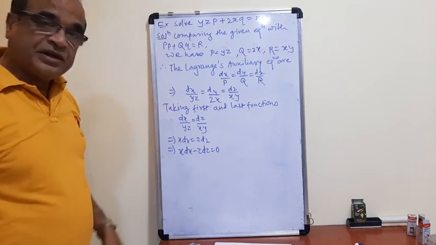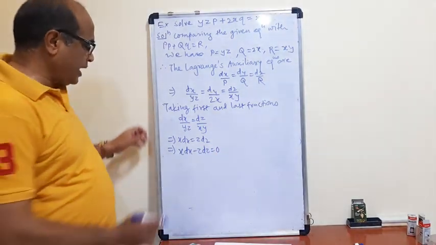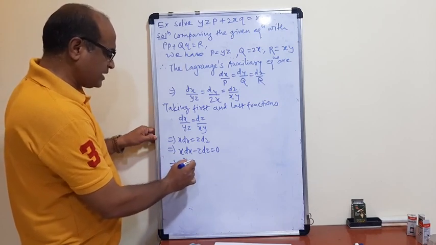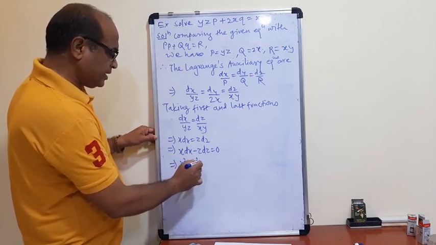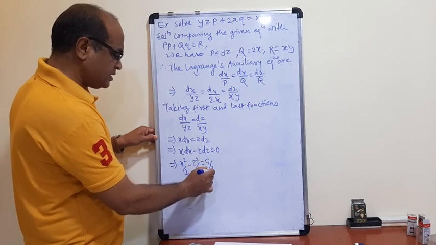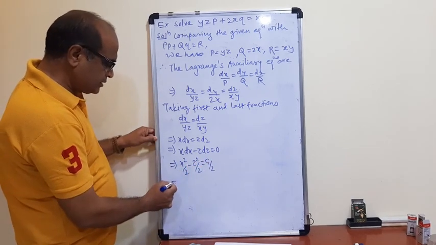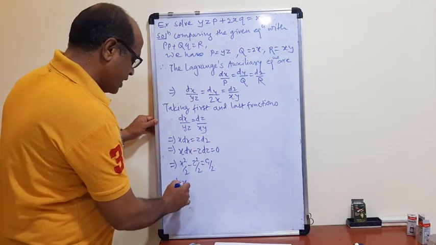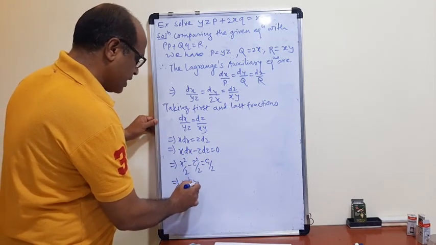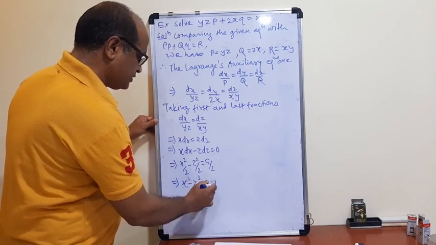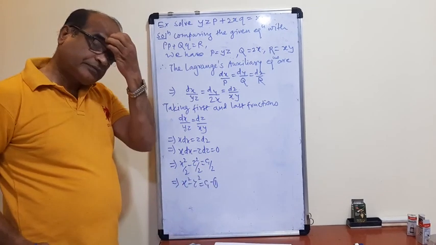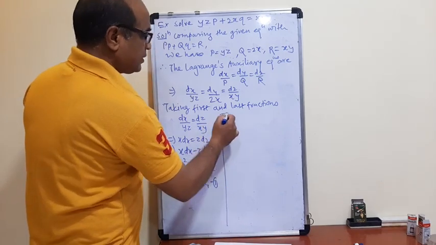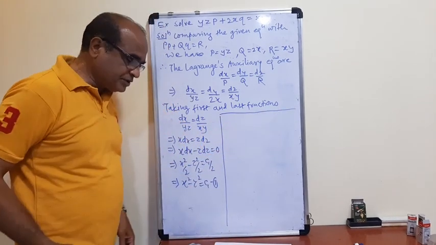Taking integration of this, we get x square upon 2 minus z square upon 2 is equal to c1 upon 2. The 2 gets cancelled, so we get the first part of the solution: x square minus z square is equal to c1. So what is the second part? To find the second component of the complete solution.